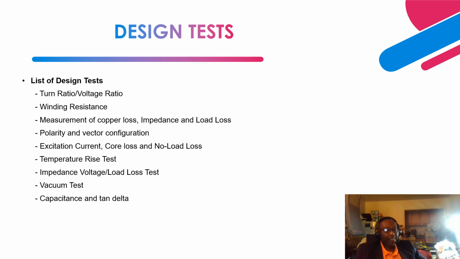Next is the tan delta, the power factor. That testing tells us the integrity of the insulation, the paper and oil insulation of the transformer, the contamination level, the moisture intrusion, the oxidation content of the insulation. The capacitance testing also tells us the deterioration of the paper insulation.